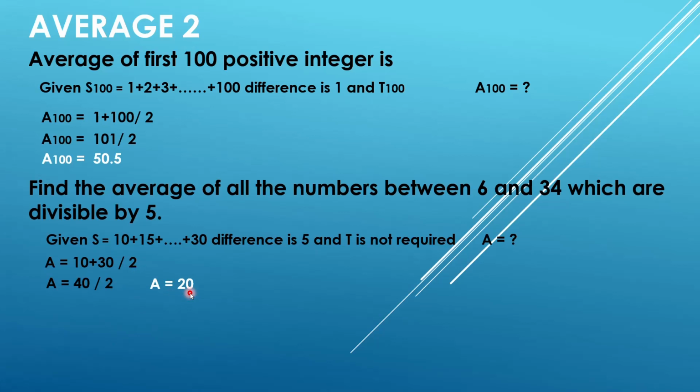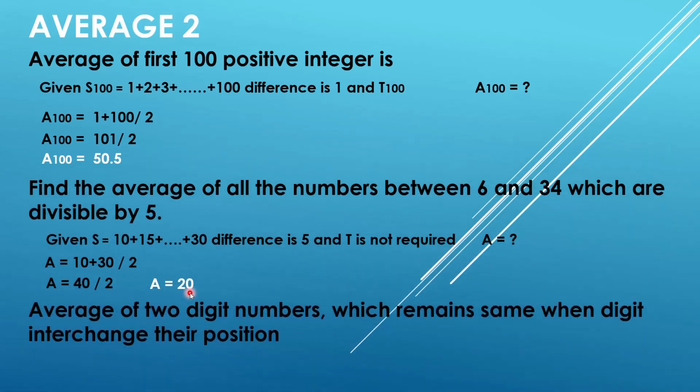Okay, yes. Yeah, now we'll go with another example. What we have here is the average of two-digit numbers which remain the same when the digits interchange their positions. So first we need to find the two-digit numbers. Two-digit numbers means from 10 to 99, which remain the same when digits interchange, meaning both digits should be the same, then only this condition will follow. Like 55, if you interchange, then also its value remains the same.